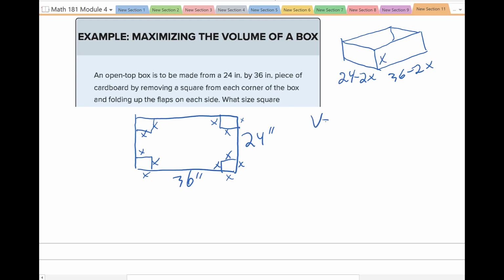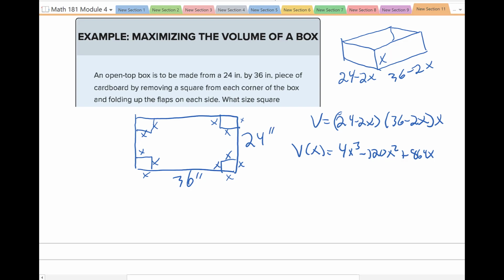So our volume is going to be length times width times height, which is 24 minus 2x times 36 minus 2x times x. So volume is just a function of x, and if we multiply this out, it'd be 4x cubed minus 120x squared plus 864x.